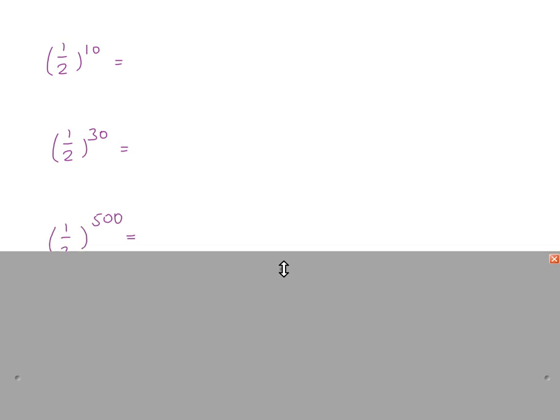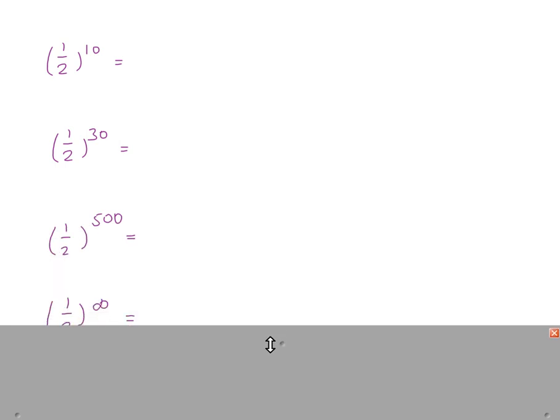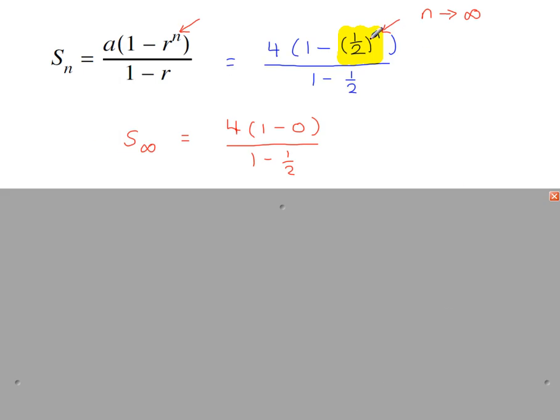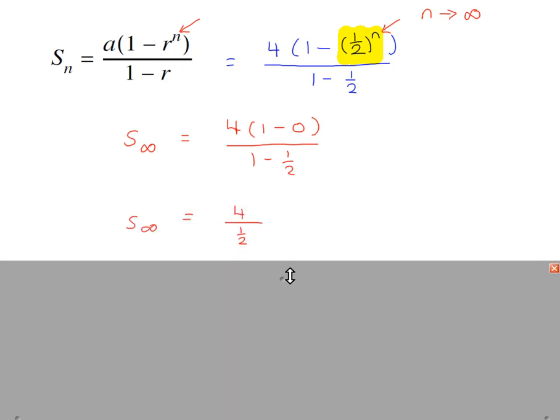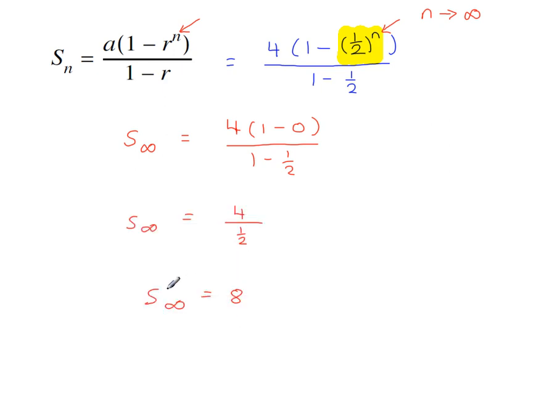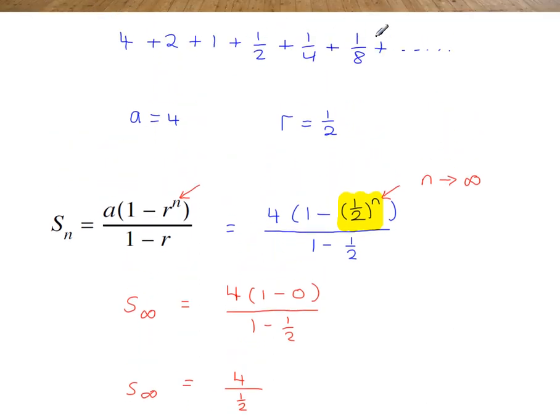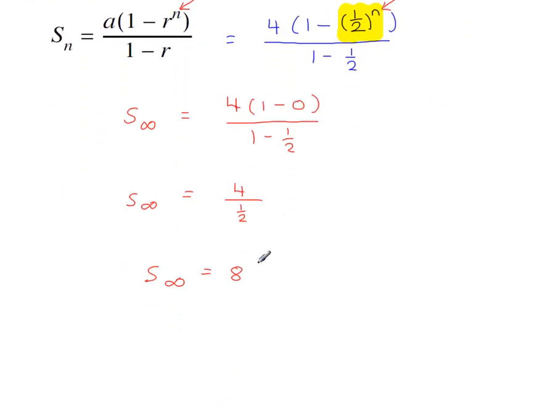If you try this on your calculator and then increase the value of n, and n is even bigger, so what will this be? And what you'll find is that it approaches 0. So if this is 0, simplifying further, the sum of an infinite number of terms in our sequence here for the room approaches 8 meters, which was the width of the room.